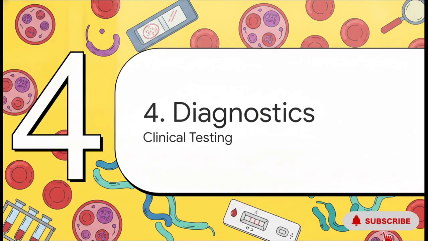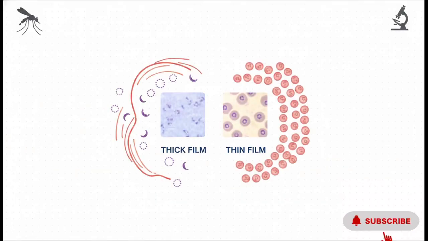Moving right along to Section 4, Diagnostics, Clinical Testing. So, how do medical professionals actually track down and identify this microscopic invader in the clinic? Well, the gold standard for decades has been microscopy. Now you'll see two types here. First, the thick blood film. For this method, the red blood cells are actually intentionally burst open. It concentrates all the blood elements into one spot, making it a fantastic, super fast screening test just to say yes, the parasite is definitely there, and to measure the density of the infection.